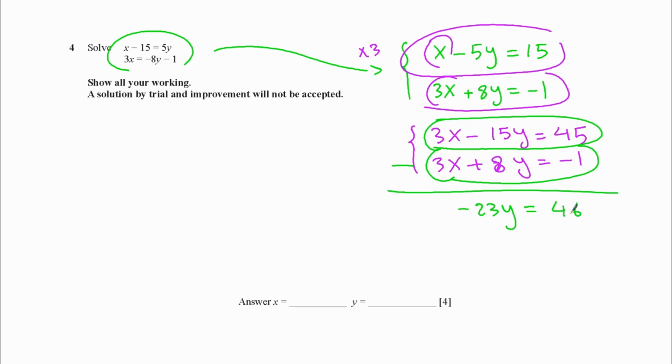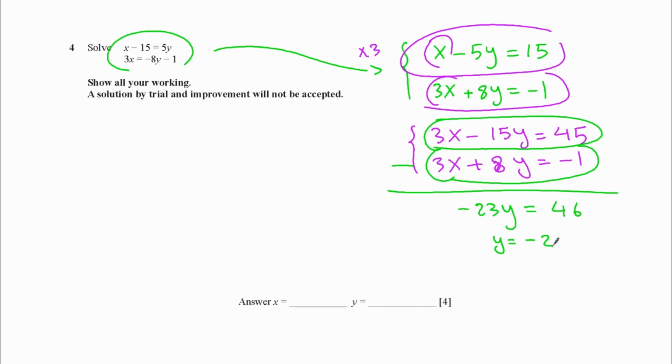And if we divide both sides by minus 23, y equals minus 2. 46 divided by minus 23 is minus 2, which is a whole number, and that is good news. So if you do get a number that's a fraction or in decimal form, do go back and check your answer. There could be some sort of minus wrong at some point, so it is important to recheck your answer.